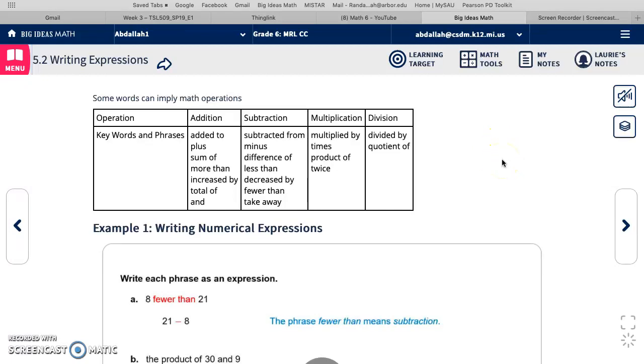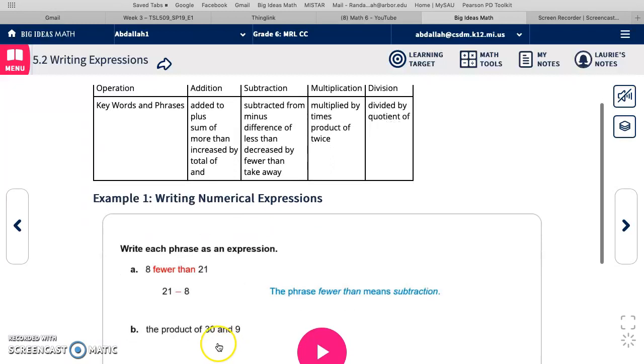All right, so some of the words that can imply math operations. You have a chart like this, like your clue words. So let's look at some of these. When you see, for addition: added to, plus, sum of, more than, increased by, total of, and. Be careful with "and" because sometimes we use "and" to talk about two numbers.